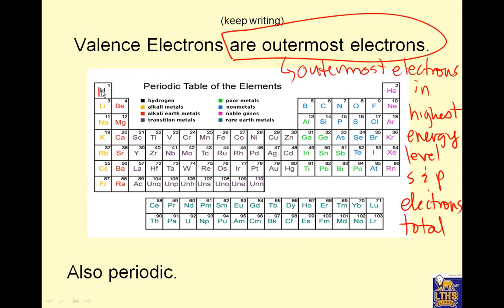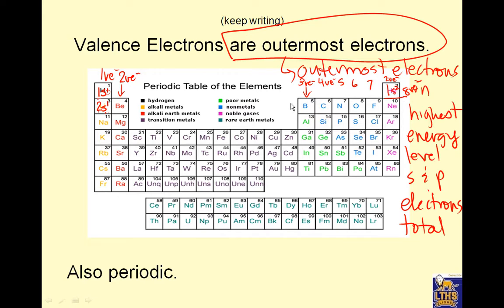So hydrogen is 1s1. It has 1 outer electron in its highest energy level, so it has 1 valence electron. Let's look at lithium. Lithium would end in 2s1. So the highest energy level for lithium is the 2nd energy level, 1 electron, 1 valence electron. These elements here have 2 valence electrons. If we jump over here, 3 valence electrons, 4, 5, 6, 7, 8 valence electrons, except for helium. Helium only has 2 valence electrons.